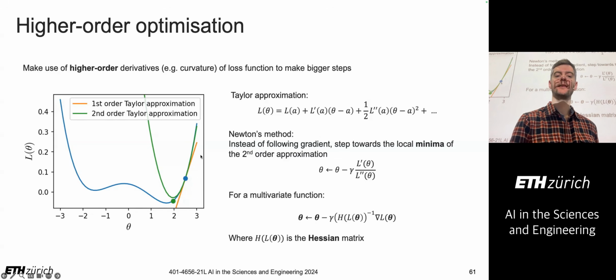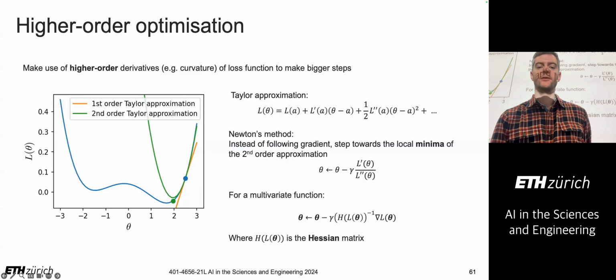But what we could do instead is make a second order approximation of this function by using the second order derivative of the loss function. Instead of just fitting a straight line to this function, we now start fitting a quadratic to it. And then when we take a step, we don't just step in the gradient direction, we actually step directly to the minima of that second order approximation, that quadratic function. So this is Newton's method. And the step now depends not just on the gradient, but also on the second order derivative, the curvature of the loss function.